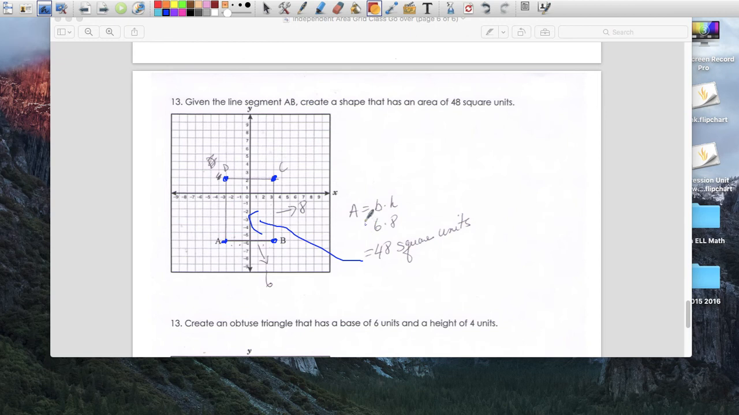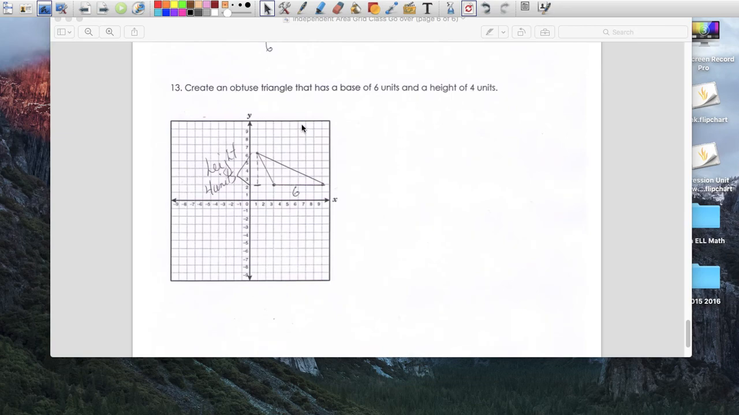You could have made any other shape. It doesn't necessarily have to be a rectangle. You could have made a triangle if you wanted to, a trapezoid if you have more creativity than I have. But a rectangle serves its purpose just fine.